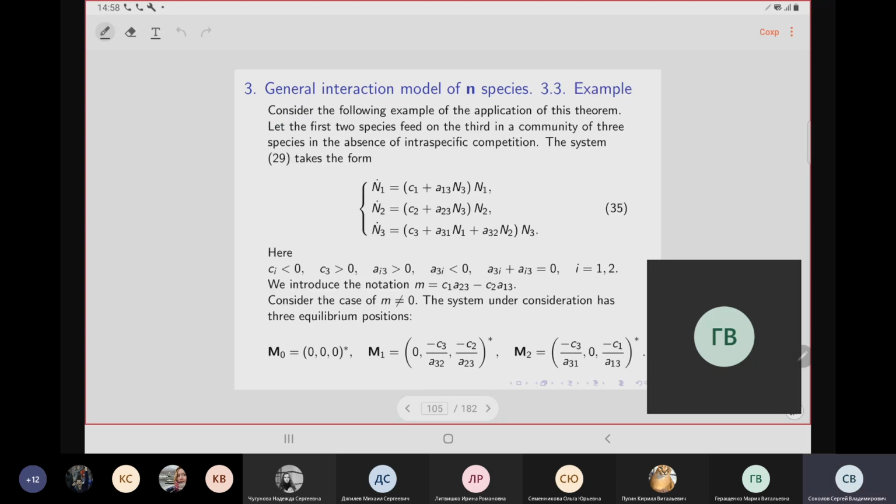As an example of using this theorem, let us consider a three-species model, and let the first two species feed on the third. So one victim and two predators, predator 1 and predator 2. There is our victim, and both predators are fed by the third population. So what is going to happen? That's the question.